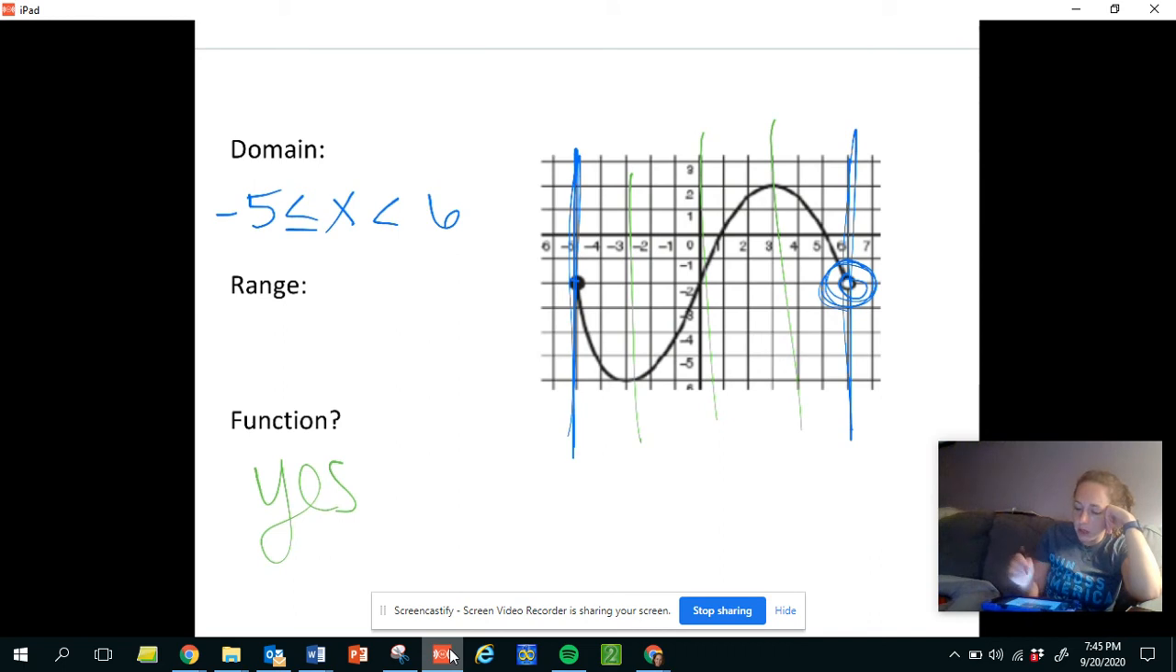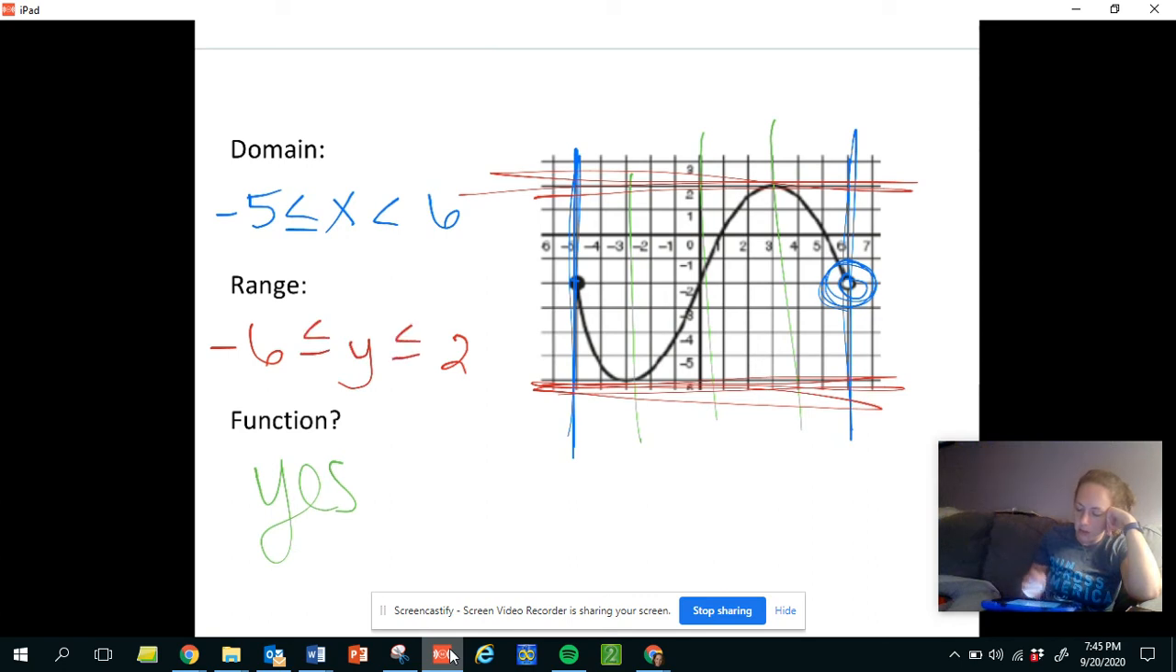For range, I'm looking at the y, which goes up and down, so upper and lower boundaries. So the lowest it goes is -6, and the highest it goes is 2. Neither of those have holes, so they both get less than or equal to.